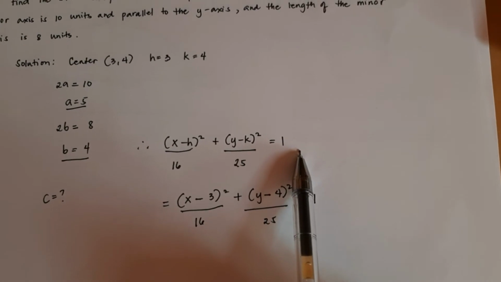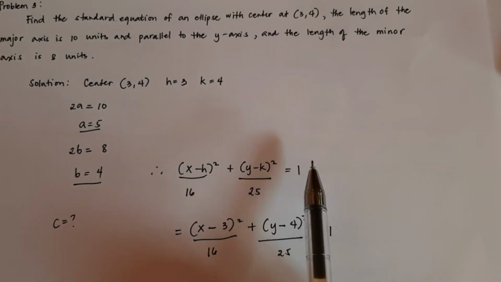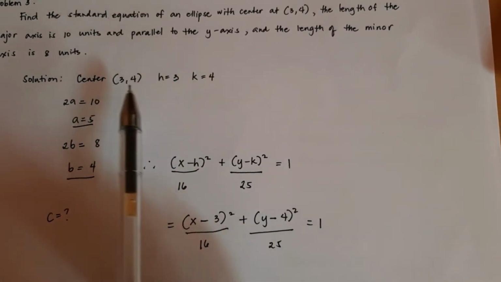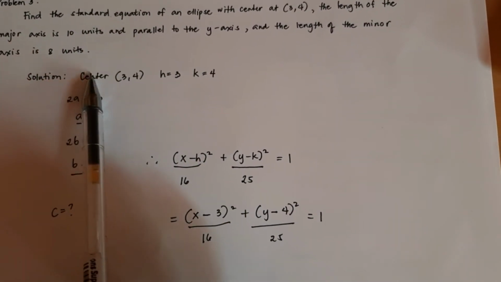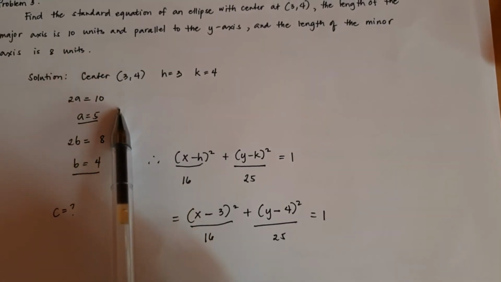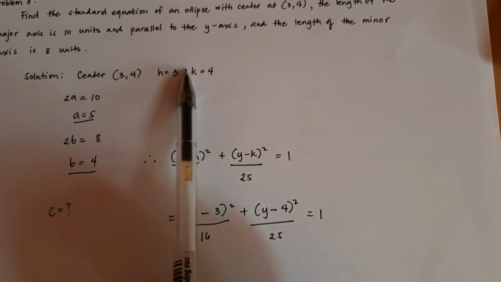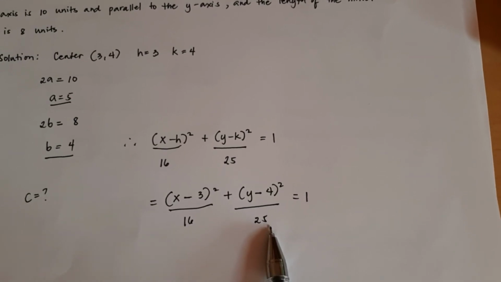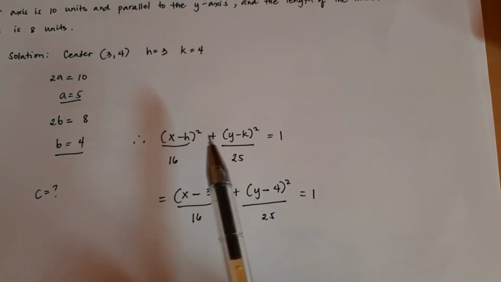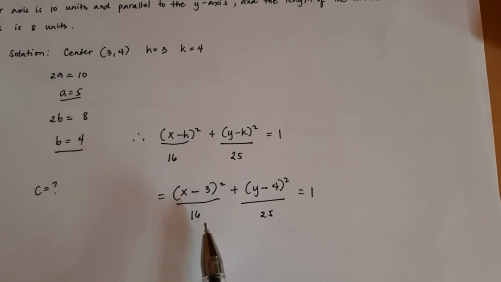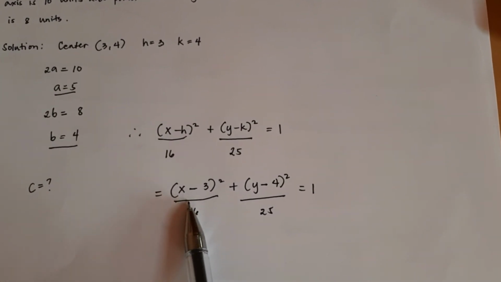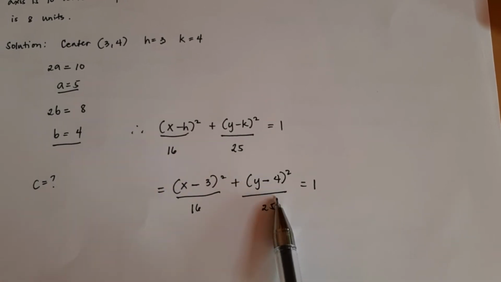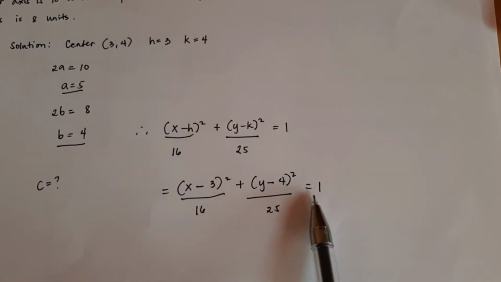Again, sabi, ang major axis ay 10 units, so yun yung 5. Nasa y-axis siya, kaya dito mo ilalagay yung 25, and then dito yung 16. So, therefore, ang equation mo ay (x minus 3) squared over 16 plus (y minus 4) squared over 25 is equal to 1.